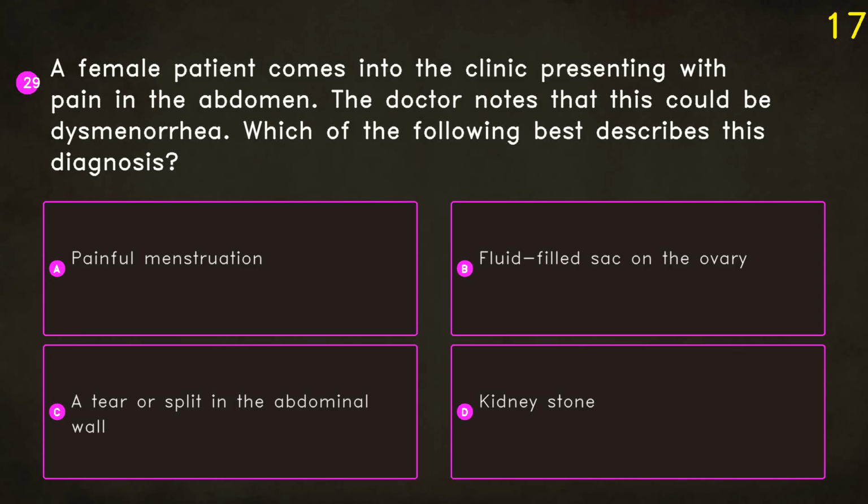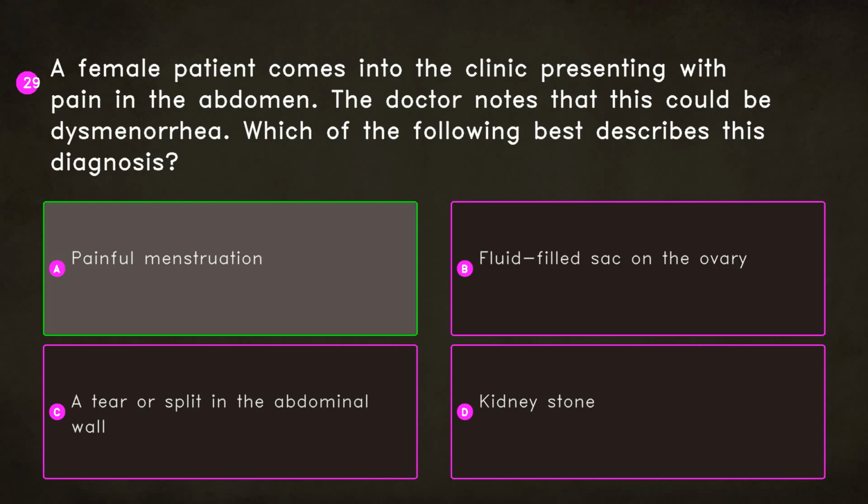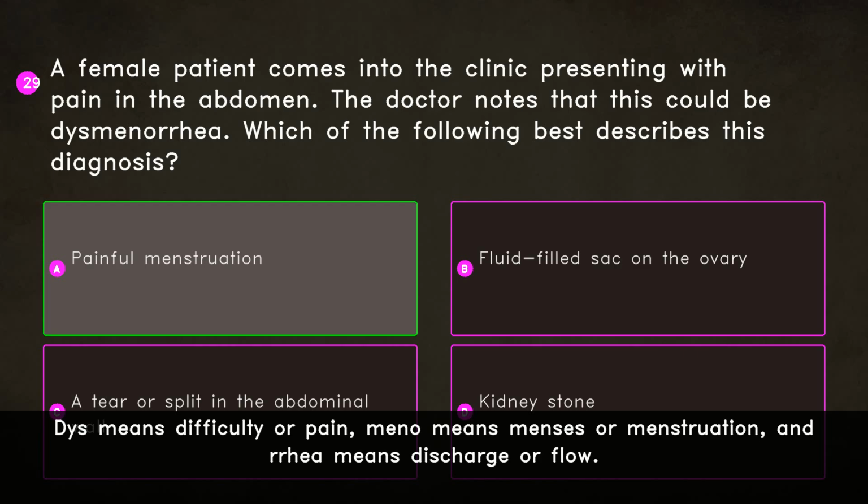Question 29. A female patient comes into the clinic presenting with pain in the abdomen. The doctor notes that this could be dysmenorrhea. Which of the following best describes this diagnosis? A. Painful menstruation. B. A fluid-filled sac on the ovary. C. A tear or split in the abdominal wall. D. Kidney stone. The correct answer is painful menstruation. Dys means difficulty or pain, meno means menses or menstruation, and rhea means discharge or flow.